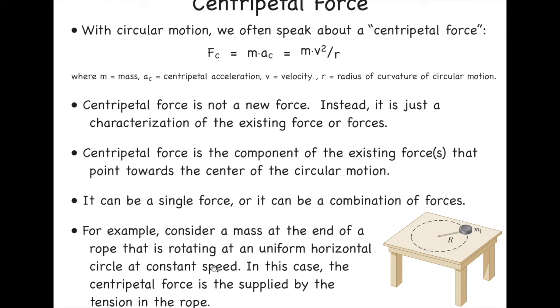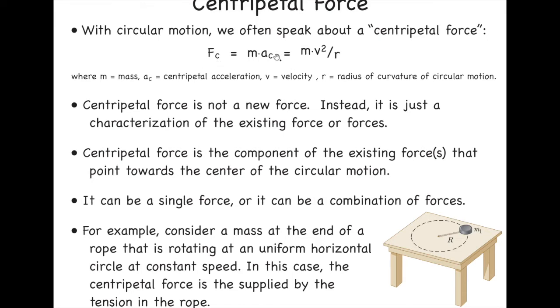Okay, so that is all about centripetal acceleration and tangential acceleration. And now it's actually quite straightforward to talk about centripetal force. When we have circular motion, we often talk about a centripetal force associated with it. This is written as Fc is equal to mass times the centripetal acceleration, ac. And so Fc is what we'll use to denote the centripetal force.